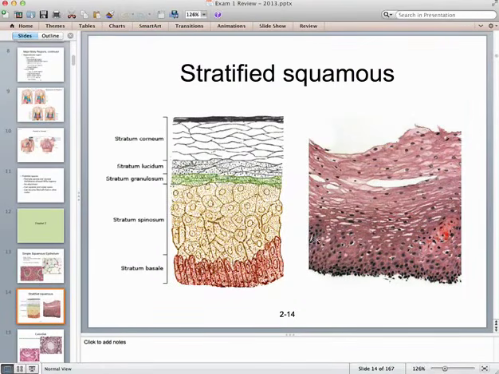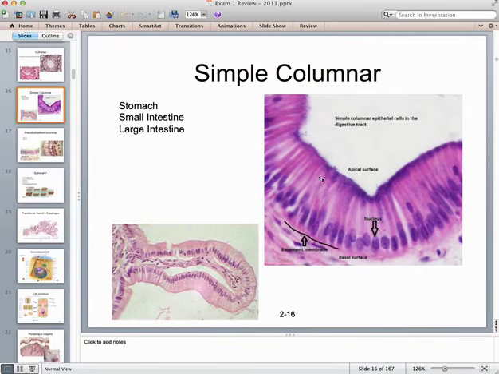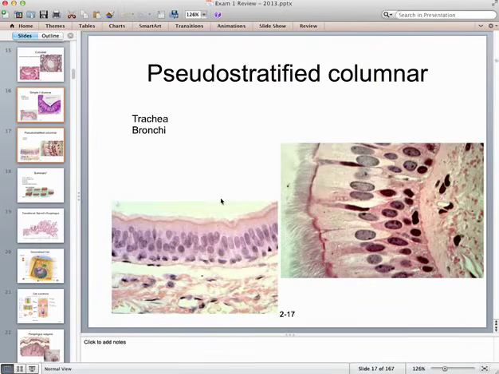Remember that stratum lucidum is optional, if you will, or it only exists in thick skin, not thin skin. And I would be able to identify what stratified squamous looks like, and also know that the stratified squamous exists in the esophagus and the vagina, and then know the difference between keratinized and non-keratinized. But I think we'll cover that again in chapter 3 here in a second.